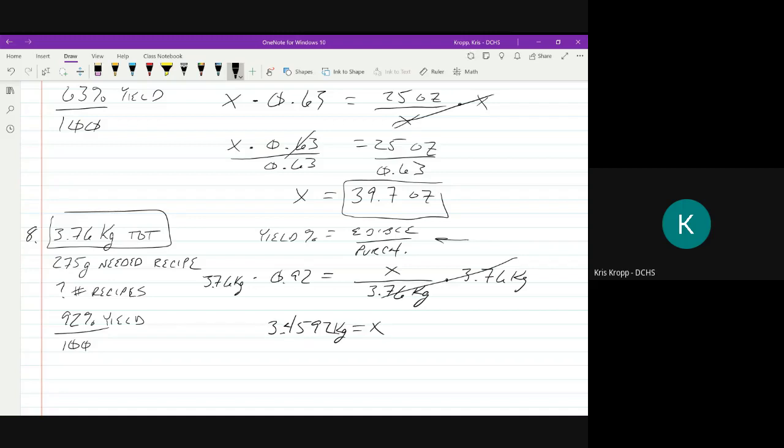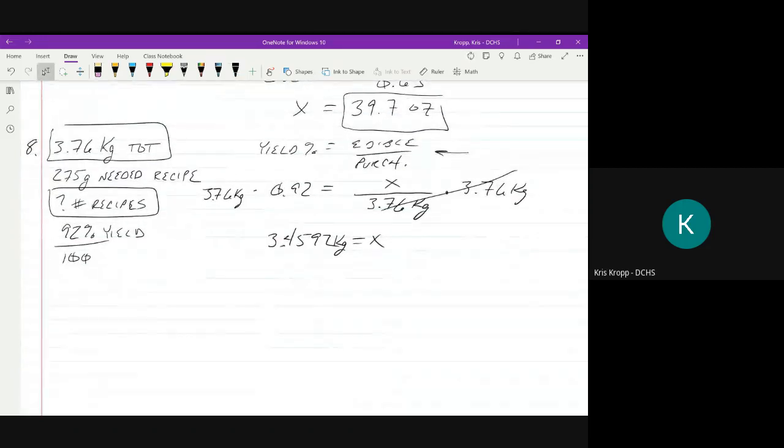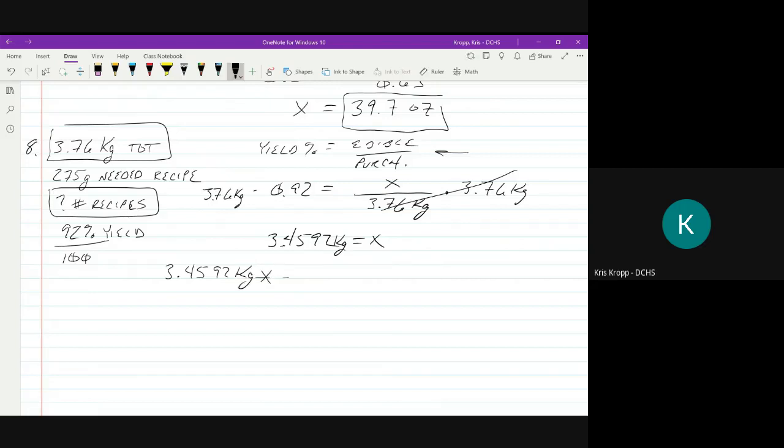3.4592 kilograms. So that's how much kiwi I can get out of the case that was purchased. Okay, because remember, we have to throw away that skin, that fuzzy part on the outside of the kiwi. Nobody wants to eat that part. But the question asked, again, how many recipes can be made? Well, in order to find that, I've got a little bit of a problem here because my recipe is going to be measured in grams and the weight of my kiwi is in kilograms. So the first thing that I need to do here is to convert my kilograms into grams.